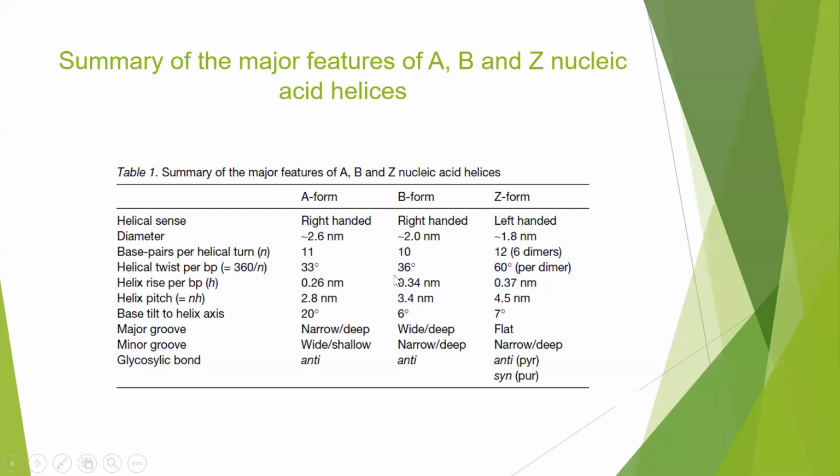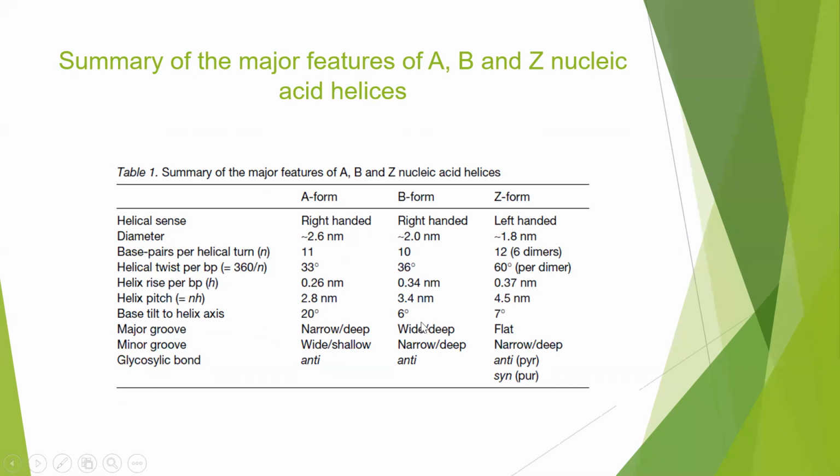The helical twist per base pair is 36 degrees in B form, 33 degrees in A form, and 60 degrees in Z form. Helix rise per base pair is 0.34 nanometer in B form, 0.26 nanometer in A form, and 0.37 nanometer in Z form. Helix pitch is 3.4 nanometers in B form, 2.8 nanometers in A form, and 4.5 nanometers in Z form.